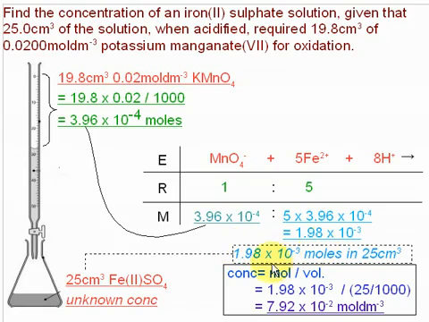That amount of Fe2+ is in 25 cm cubed. So we can work out the concentration by taking the amount and dividing by the volume. The volume to convert into dm cubed I divide by 1000, so the concentration of the Fe2+ was 7.92 times 10 to the minus 2 moles per dm cubed.